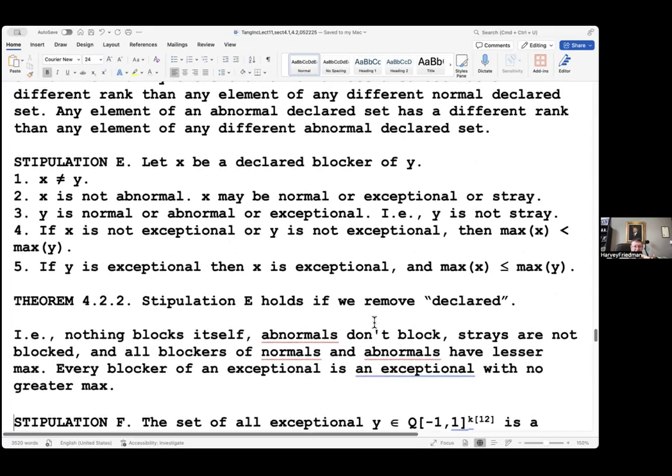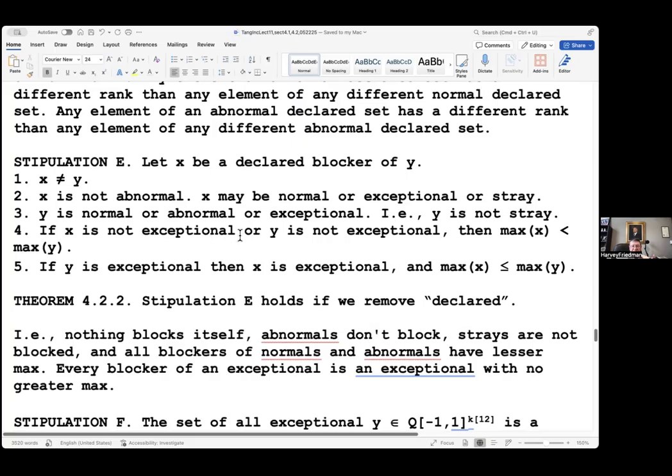So we have a stipulation. If X is a declared blocker of Y, we certainly want X and Y to be distinct, right? Abnormals do not block. We need to know this. Abnormals don't block. And X may be normal or exceptional or stray, though. And Y may be normal or abnormal or exceptional to be blocked. You don't block strays. Strays don't get blocked.